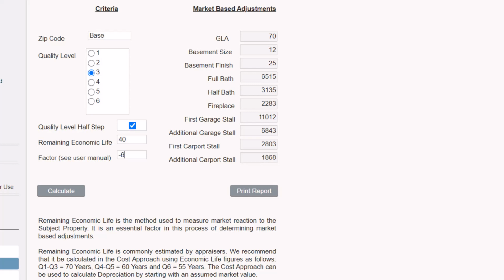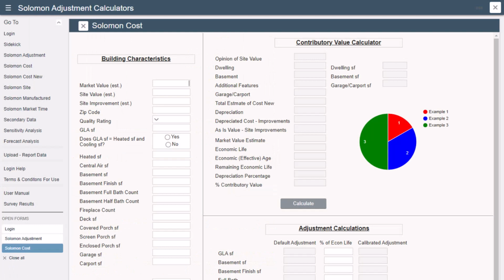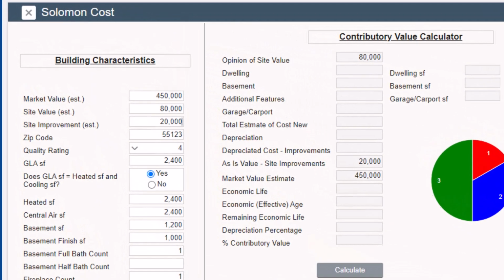These adjustments are market-based when you have extracted the remaining economic life from the market. Solomon cost is designed to extract a percentage of a contributory value from the market. There are two workflows you can follow. First is to choose a comparable property with equal depreciation to the subject. Enter the market value top right.